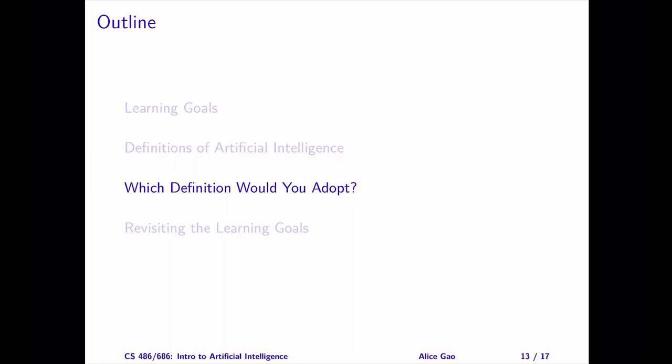That's everything on choosing one definition of artificial intelligence. Let me summarize. After watching this video, you should be able to do the following. Give some reasons why we should choose the rational agent definition over the other definitions of artificial intelligence.